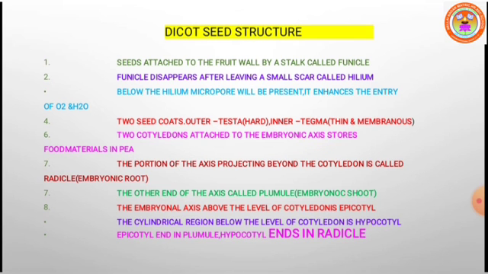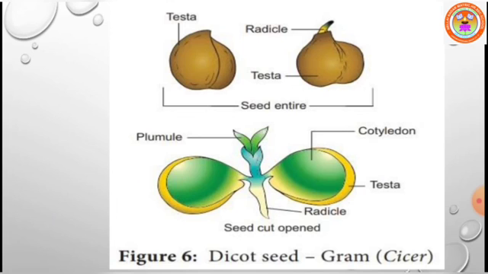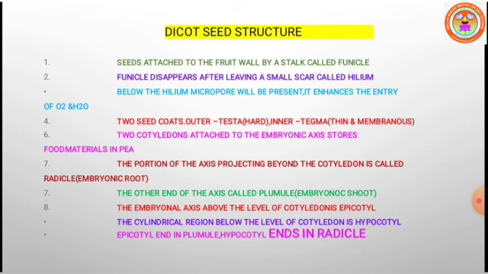The embryonic axis above the level of the cotyledons is called the epicotyl, whereas the cylindrical region between the level of the cotyledons is called the hypocotyl. The plumule gives rise to the shoot system and the radicle gives rise to the root system during the development of the seed.